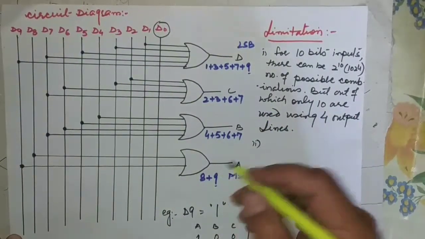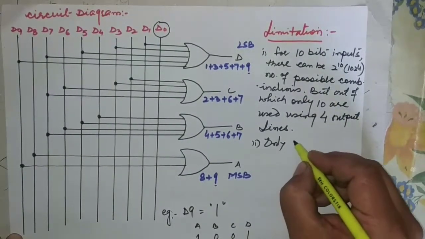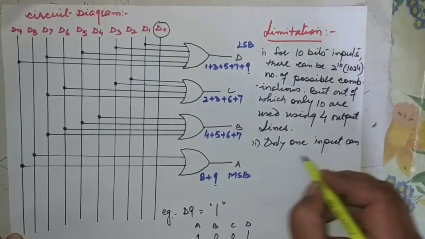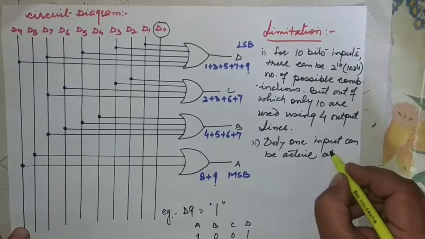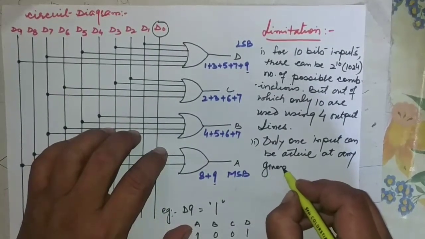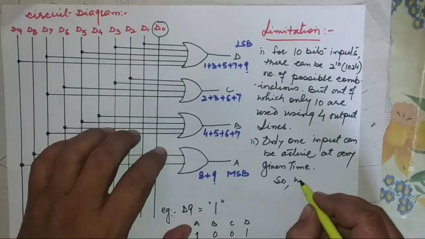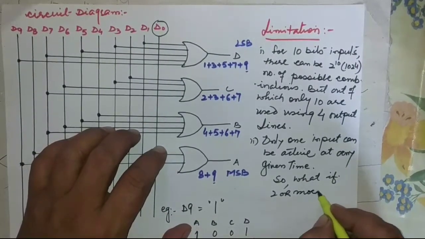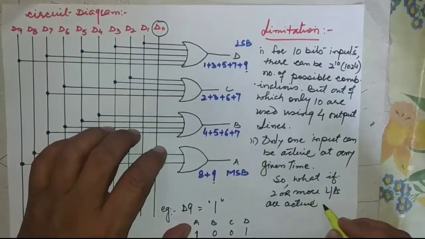Again, the second limitation can be that only one input can be active at any given time. So what if 2 or more inputs are active simultaneously?